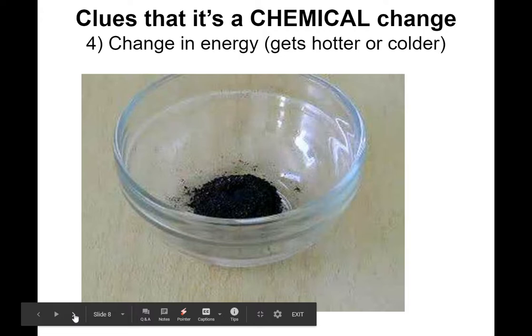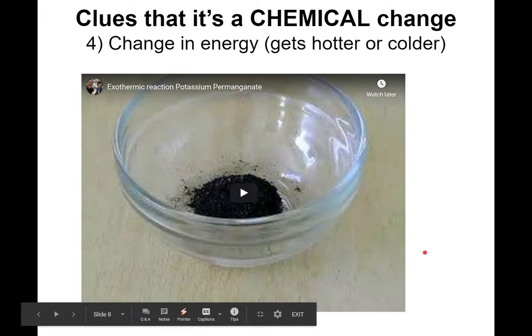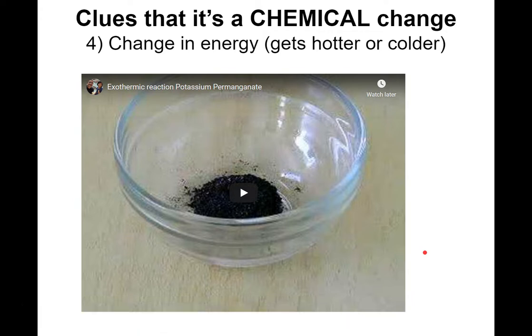All right, going on. Okay, number 4 clue that it's a chemical change. And when I number stuff like that, I would strongly recommend that you write that down in your notes, because that's the thing you're going to have to know later. So number 4, a change in energy. And how we know that happened is the thing gets hotter or colder, or in extreme cases, it gives off light, because that's a change in energy.